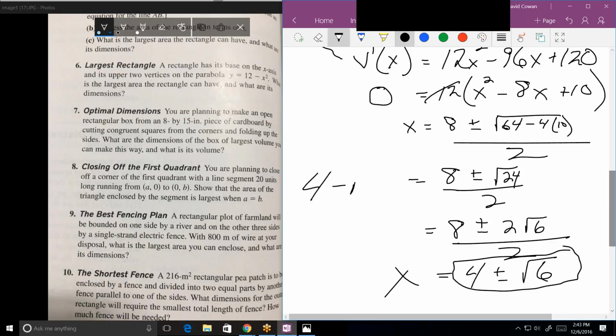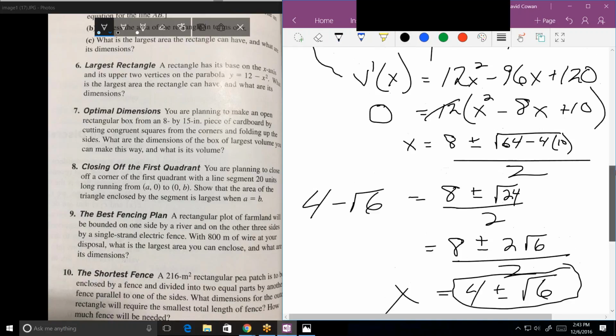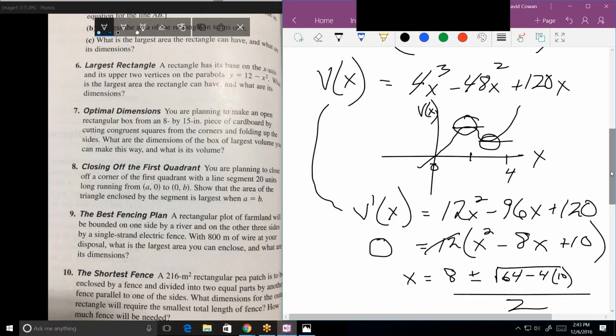And if I go up to my curve, what that means, I haven't drawn this properly because I was just estimating it. But if this is 4 minus root 6, that point is what produces a maximum volume. Now, what are the dimensions of the box of largest volume and what is its volume? Well, we just figured out what the dimensions are because we figured out what x should be. x should be 4 minus root 6.